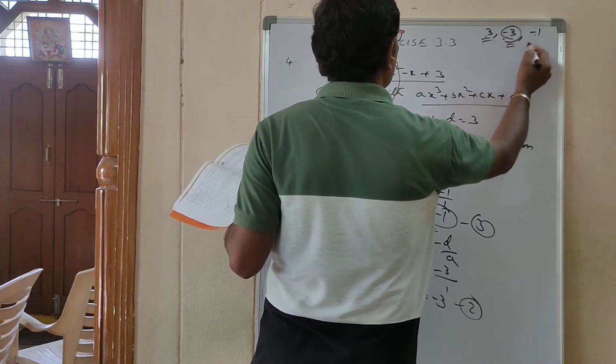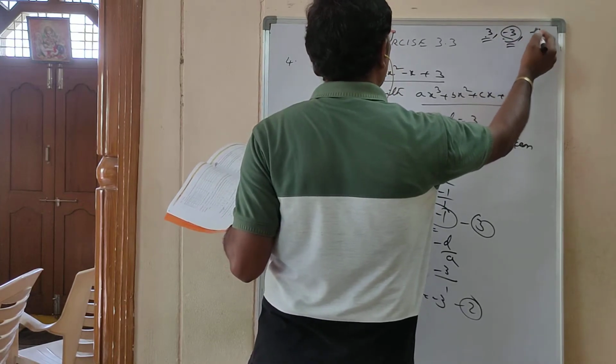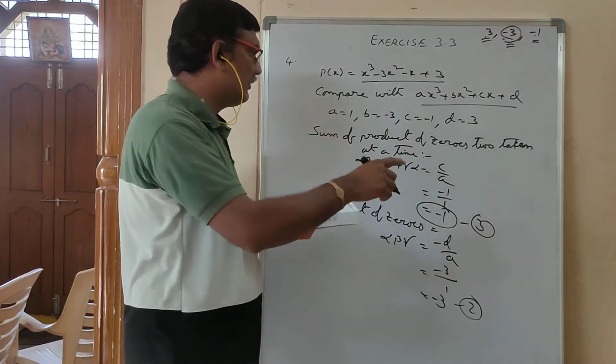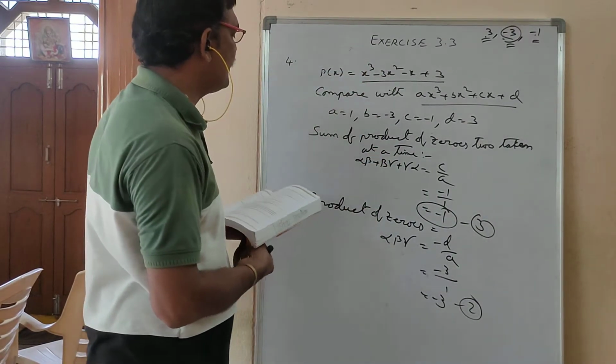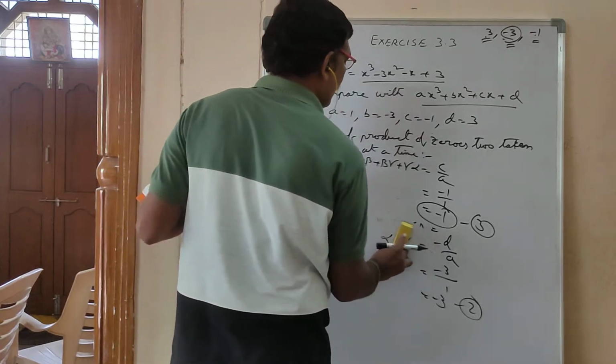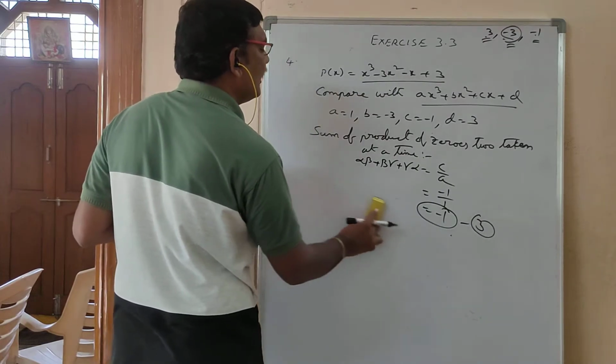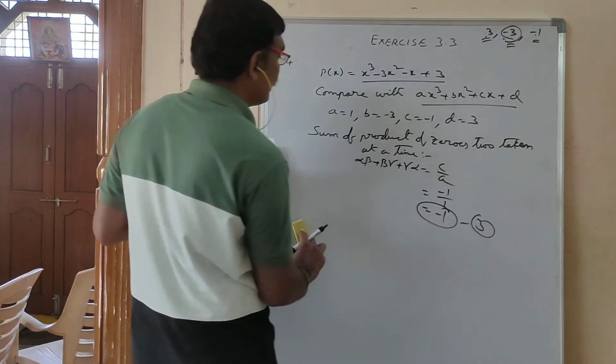Sum of zeros, product of zeros, sum of product of zeros two taken at a time. 3, minus 3, minus 1, by using zeros you got that one. By using coefficients also you got the same. So what have we done here? We verified the relationship between zeros and coefficients also.